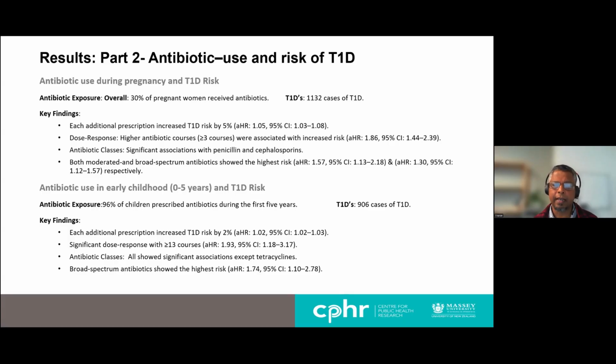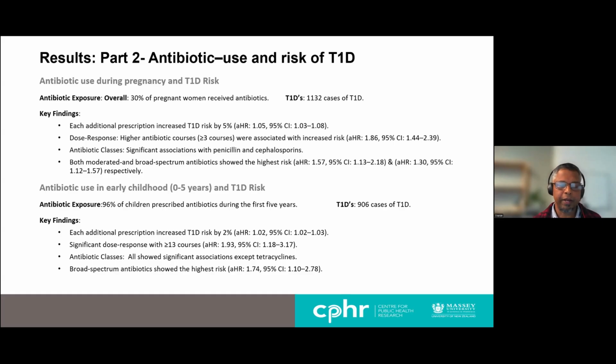In terms of antibiotic classes, we had 5 classes of antibiotics. We found significant association with penicillin and cephalosporins. The other categories where we did not see association were macrolides, tetracyclines, and a group which we called other antibiotics. Also, we saw an association with both moderate and broad spectrum antibiotics, and you can see that with moderate we had a 57% higher risk of developing type 1 diabetes, and with broad spectrum it was 30%.